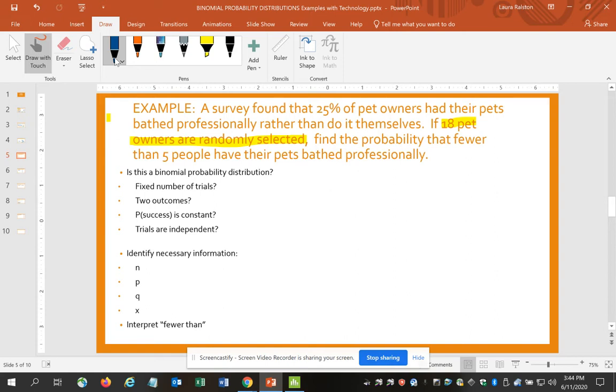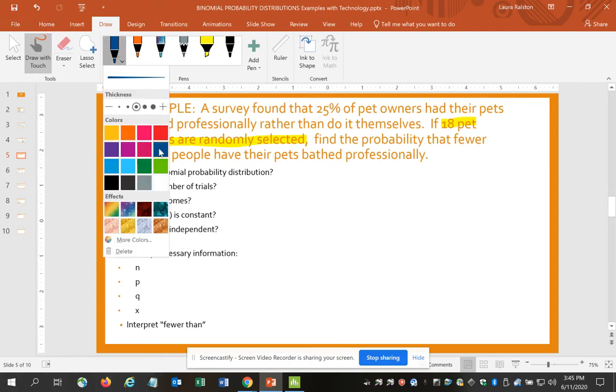Okay, so then two outcomes. Again, you got to kind of think about it. Either they have their pet bathed professionally or they don't have it bathed professionally. So you have to think about that. There's two options. They either do or they don't, whichever one you think.